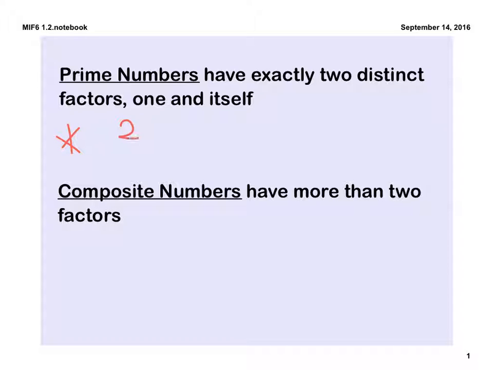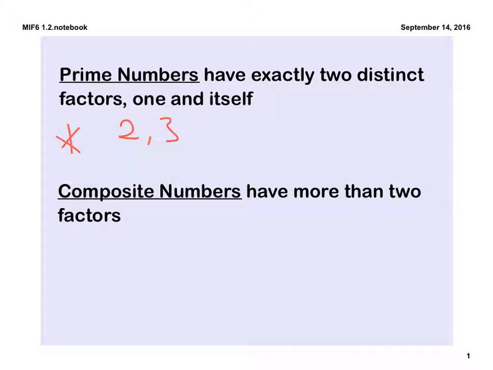Is two prime? Well, is two divisible by one? Yeah. Is two divisible by two? Yes. Is two divisible by anything else? No. Two is a prime number. Is three a prime number? Yes, three is prime. 3 is prime because it's divisible by 1, it's divisible by 3, and it's not divisible by any other number.